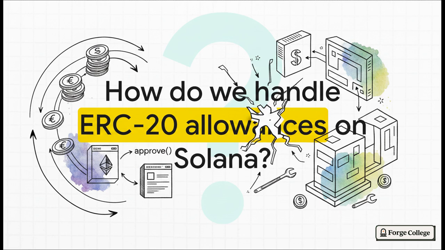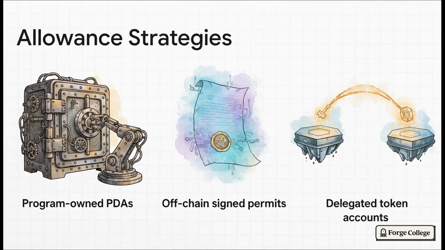It's a pretty major architectural friction point, which means we actually have to step up and engineer a custom solution. But hey, thankfully we aren't flying blind here. We have 3 really solid emulation strategies to pick from. Option 1, use program-owned PDAs to just manually store those allowance records. Option 2, rely on off-chain signed permits, kind of similar to EIP 2612, where the user signs a message for the program to verify later.